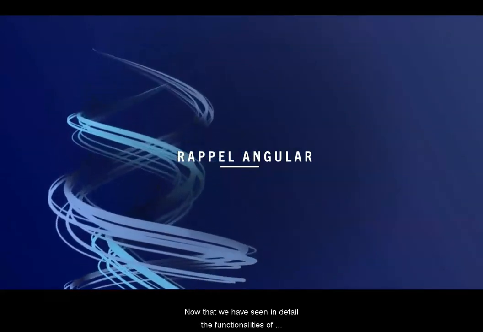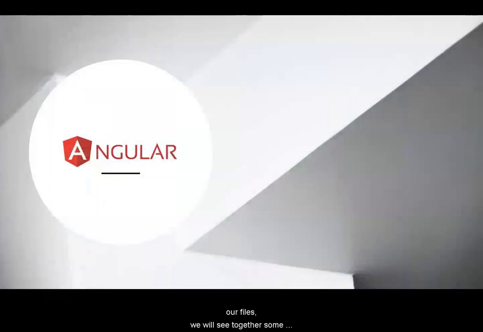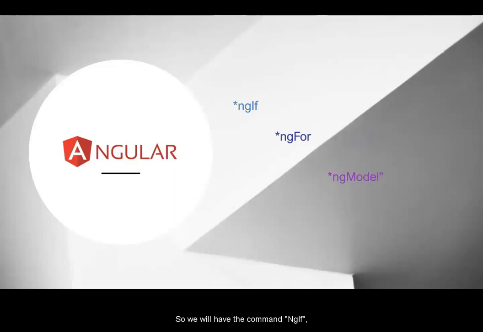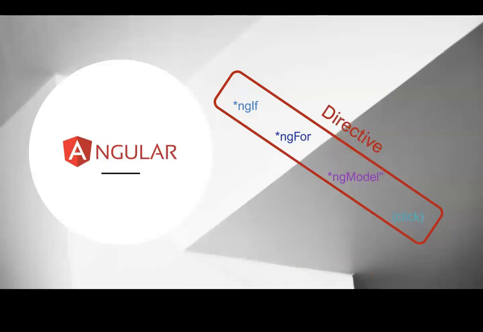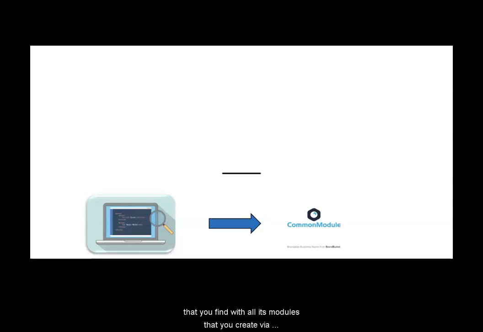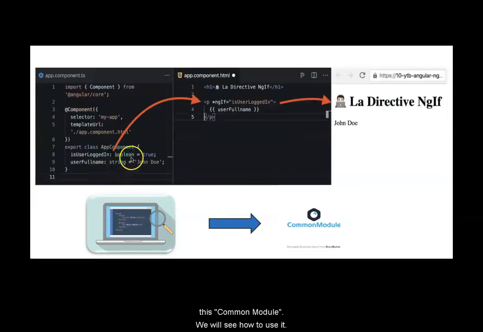Now that we have seen in detail the functionalities of our files, we will see together some Angular commands that we will need for our project. So we'll have the commands ngIf, ngFor, ngModel, and click. So all these are called directives. So we're going to see first the ngIf. You can see the little star in front of it because it's a specific syntax, so that Angular knows that it is a structural directive. So if you forget it, it won't work. This directive comes from the common module that you find with all its modules that you create via this command module. We'll see how to use it.